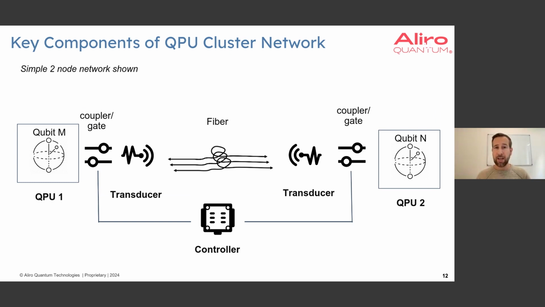Let's take a little deeper look at these networks and what some of the key components in the state of the art are today. So here we show just a simple 2-node network. We have QPU 1 on the left and QPU 2 on the right. Let's say you want to entangle and operate a gate, let's say a CZ gate, between qubit M on QPU 1 and qubit N on QPU 2.